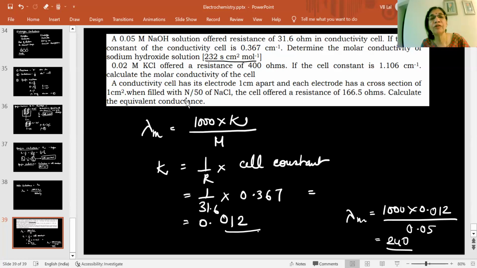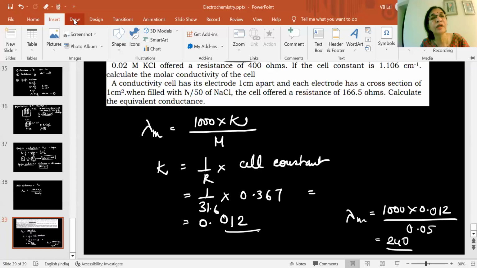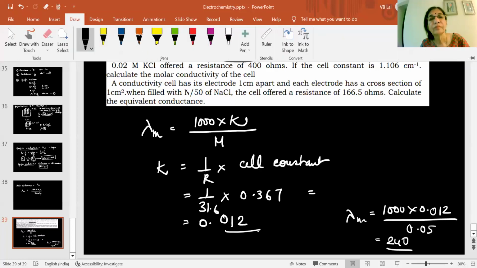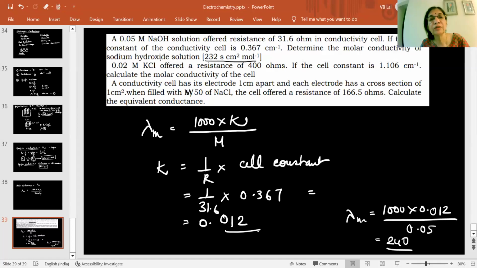It is 1 by 50 NaCl or M by 50, it is the same in case of sodium chloride, because you all have not learned normal equivalent mass. Have you learned equivalent mass, how to calculate equivalent mass anytime? Vaishnavi, have you done equivalent mass anytime? No, ma'am. Okay, so then I'll have to take a class on that also.